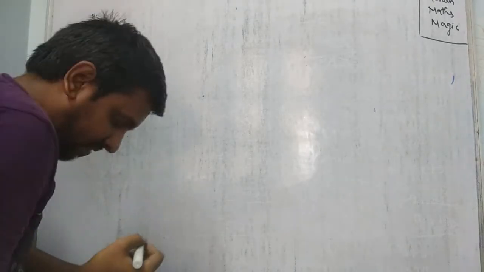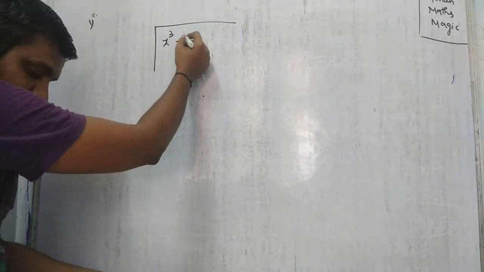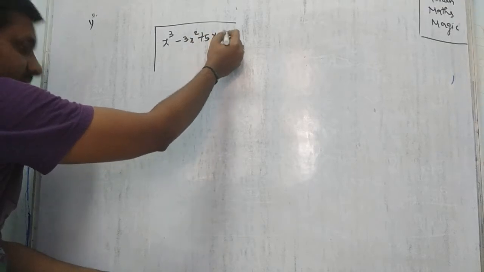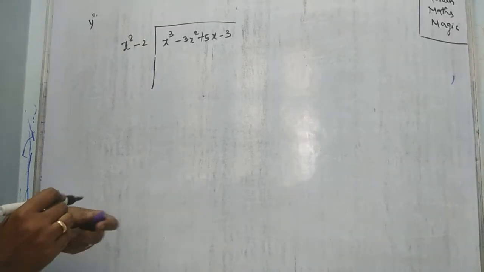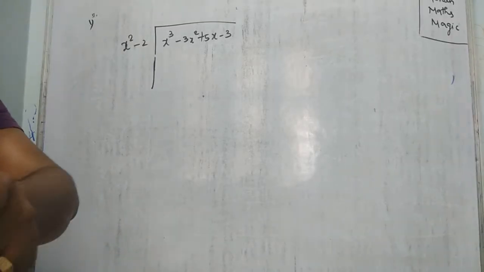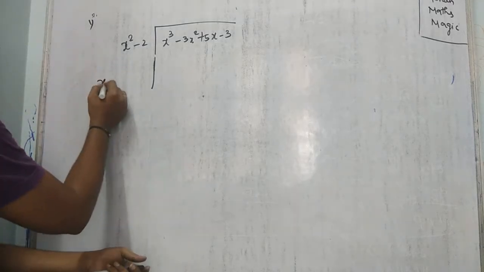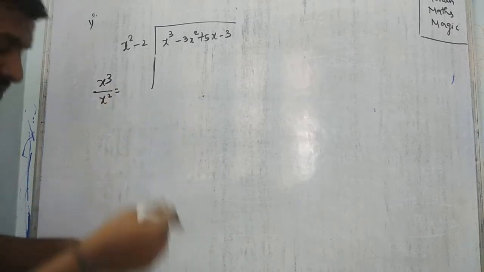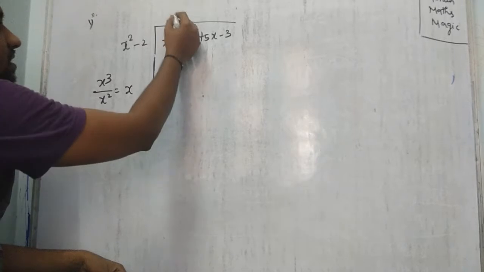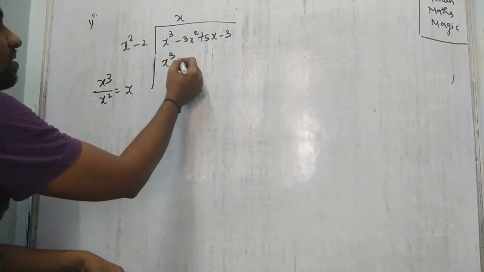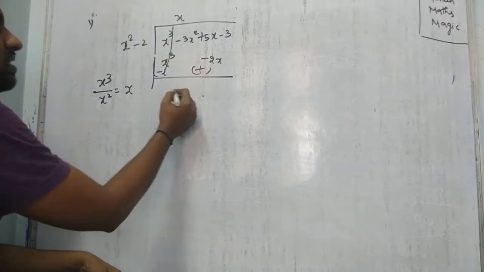While reading the question itself, check whether all the terms are there. Yes, to my knowledge, all the terms are there. X cube minus 3x square plus 5x minus 3 and x square minus 2. Therefore, let me also check. X cube. Now I'm moving quite fast because I already gave you the concept. This is x square into x cube minus 2x. Now put in the x term. Change the symbol, cancel it.